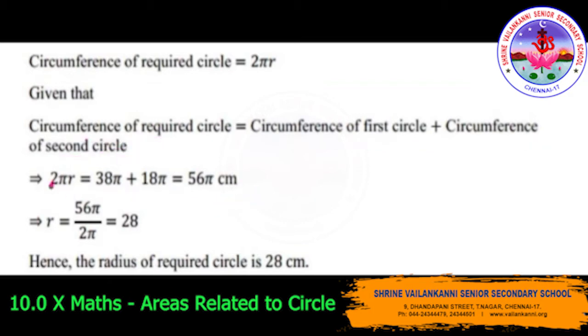So I got 2πr is equal to 56π centimeter. Cancelling π on both sides, I will be getting 2r is equal to 56, r is equal to 28. Hence, the radius of the new circle is 28 centimeter.